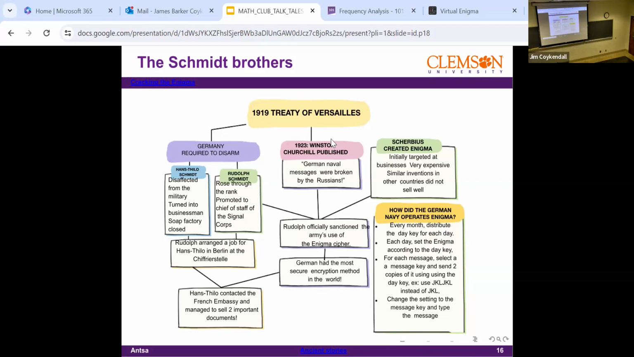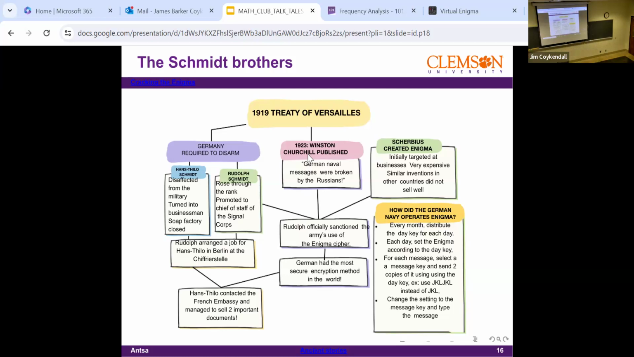On the other hand, there is his brother Rudolf Schmidt, and he rose through the ranks and was promoted to be the chief of staff of the Signal Corps. So what do you do when you get that high and your brother doesn't have a job? You give him a job, right? So Rudolf arranged a job for Hans Thilo in Berlin at the cipher office.